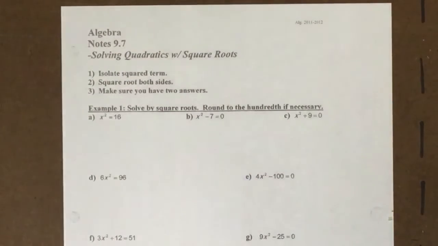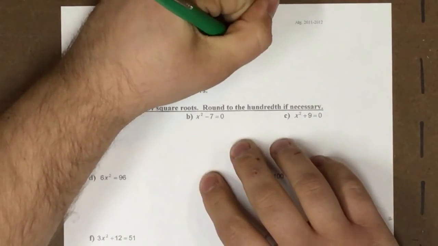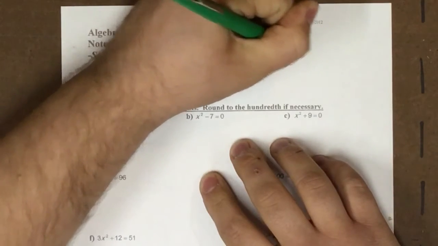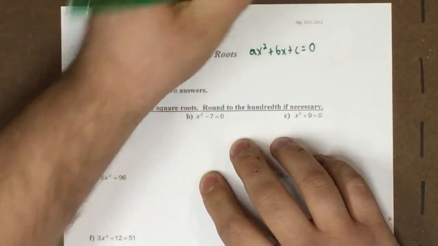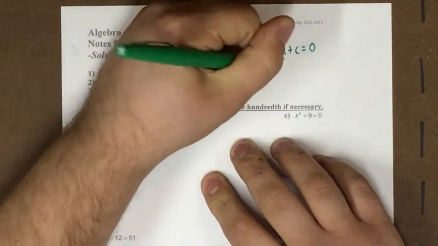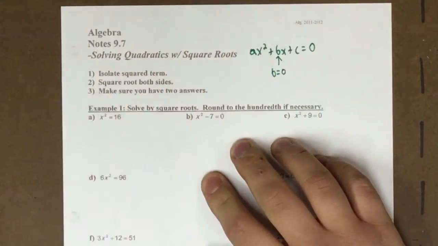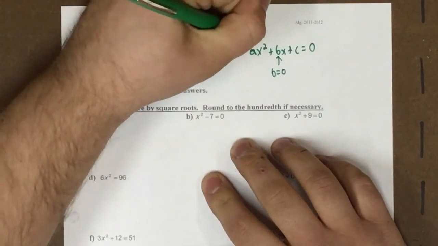Okay, class, today we're looking at 9.7, which is solving quadratics with square roots, meaning that's going to be how we solve these. We can only use this method when, in ax squared plus bx plus c equals 0, b is equal to 0. It's the only time we can use this.